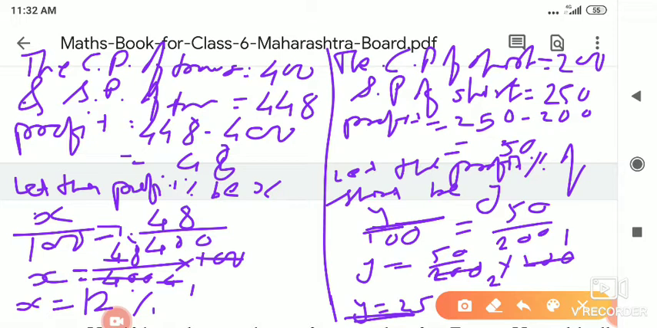In this way we have to solve the example. So note down this example, all of you. Now we will move towards the next example.